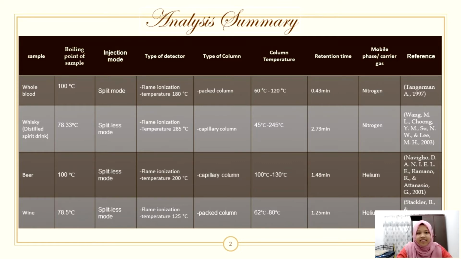And then is injection mode. Injection mode in GC has only 2, which are split mode and splitless mode. Split mode is when a small amount of sample with high concentration is injected into the column and therefore produces sharp and narrow peaks. And the splitless mode is very versatile compared to the split mode. And then we have the type of detector here.